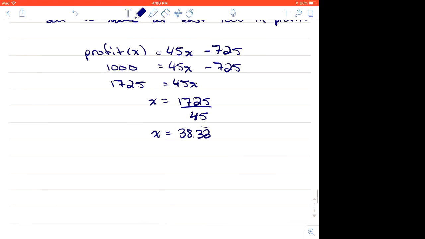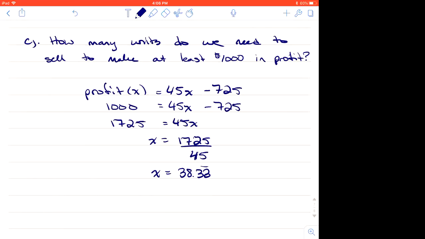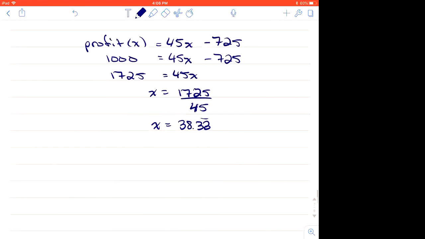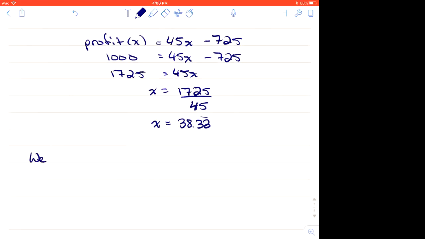Okay. So now we have to make at least $1,000. So we have to sell at least 39 units. We would need to sell at least 39 units.